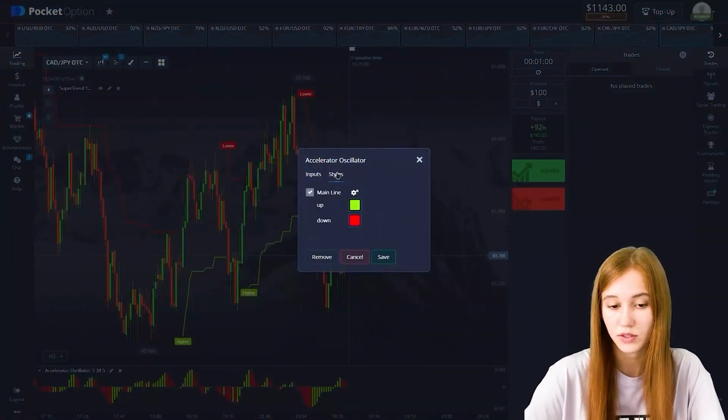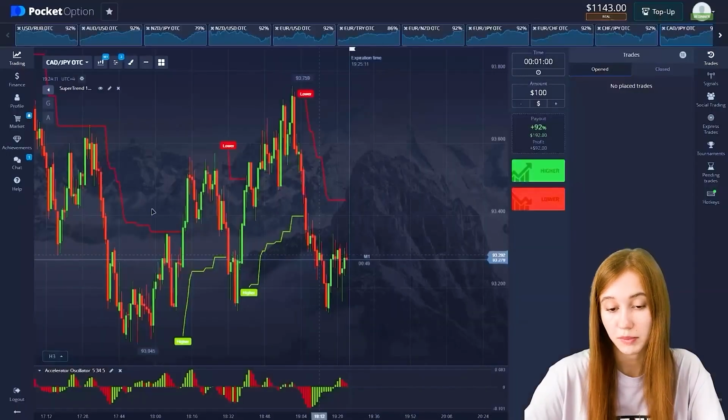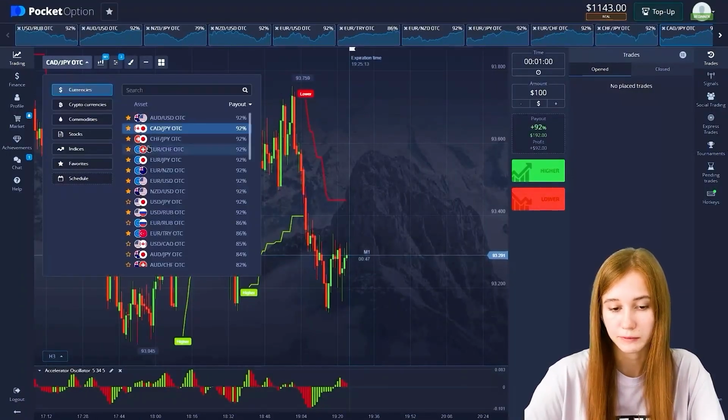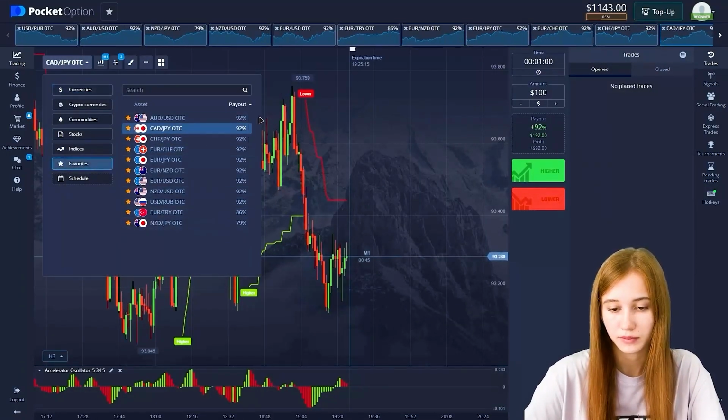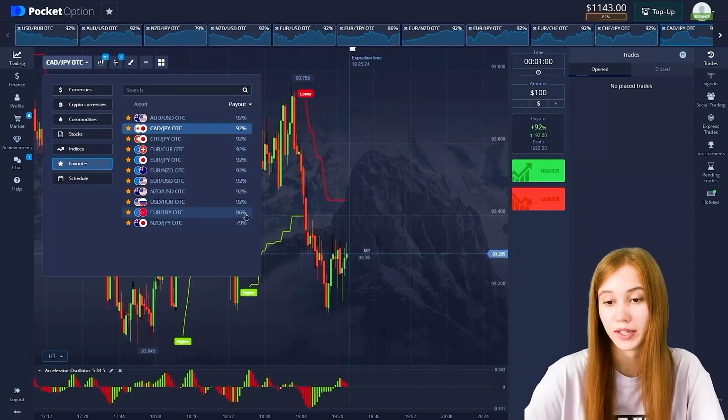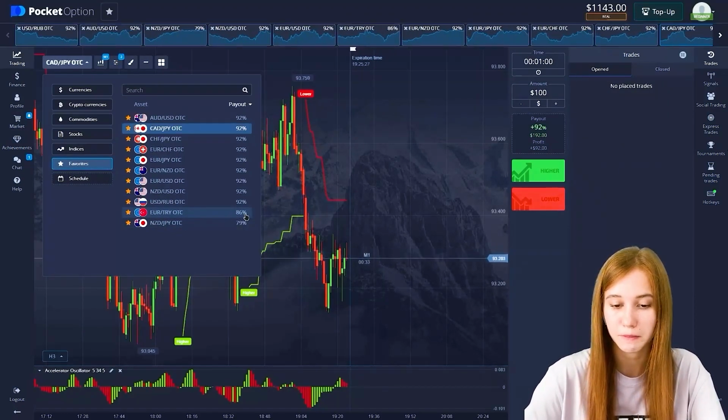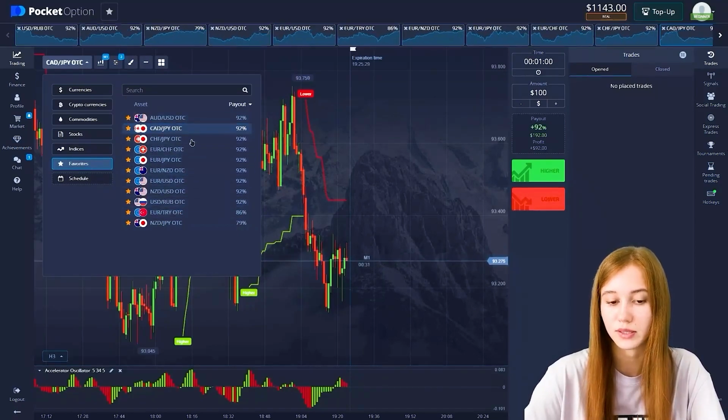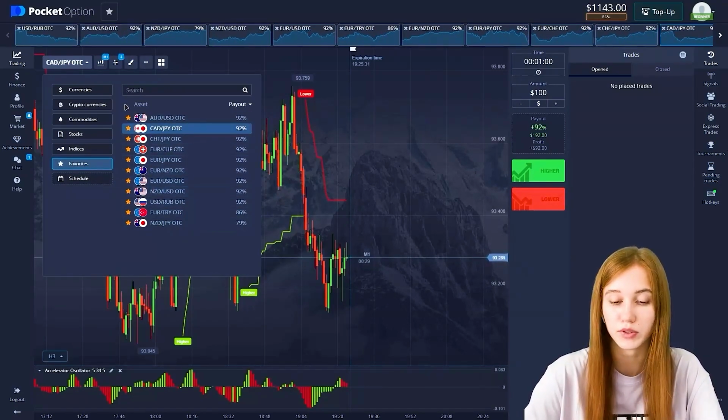On the currency pairs you see interest payout amounts, for example, $86, 86%. This means if we open at $100, the profit will be $86. My advice to you is to choose currency pairs with a payout percentage above 70%.